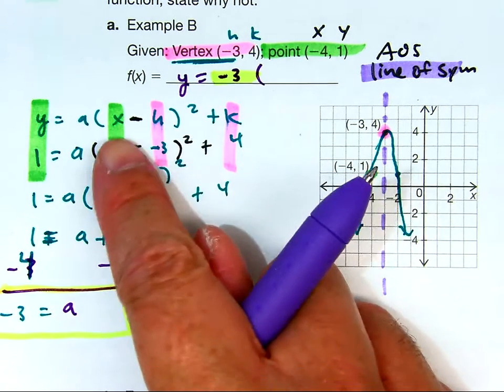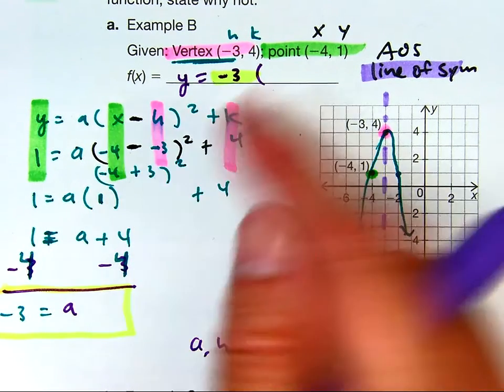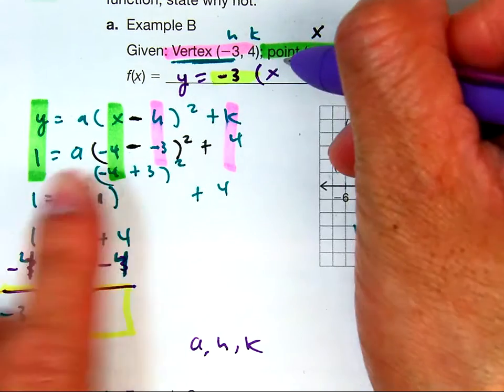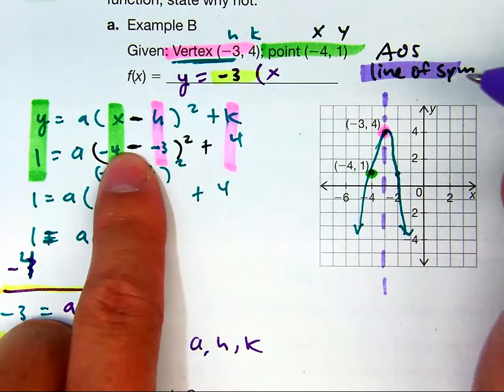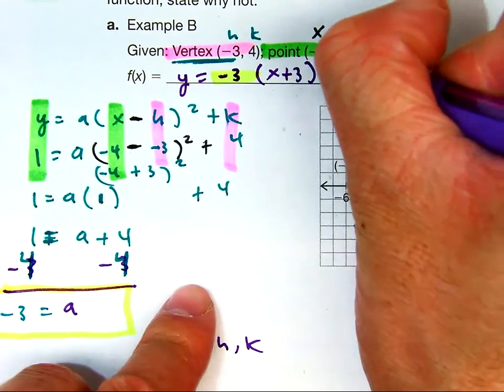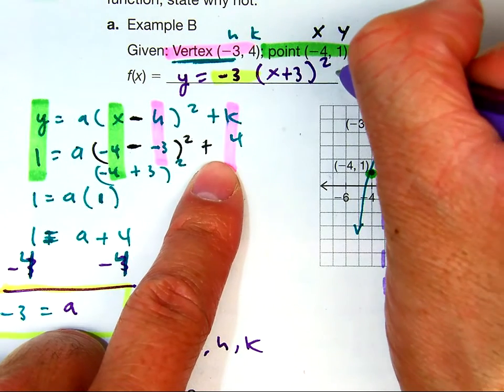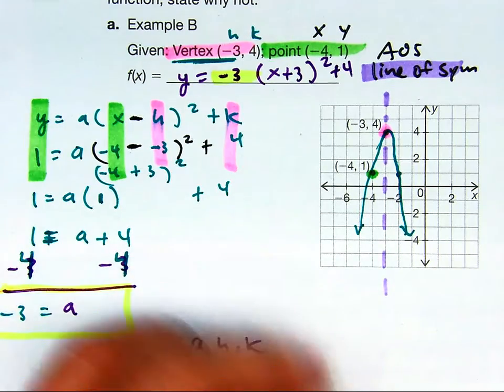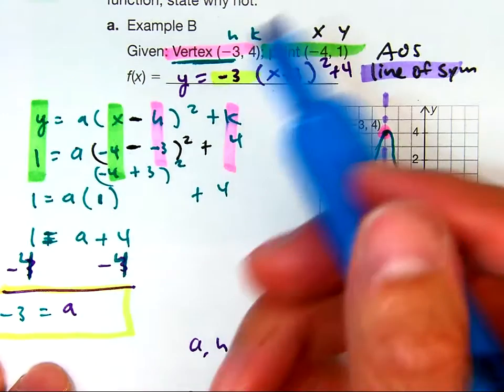And you can kind of cheat. You can kind of look at what we did already. You don't need the x and the y values. The h value is -3, so the opposite of -3 is +3, squared, and my k value is 4. So let me highlight this in blue. This is our answer.